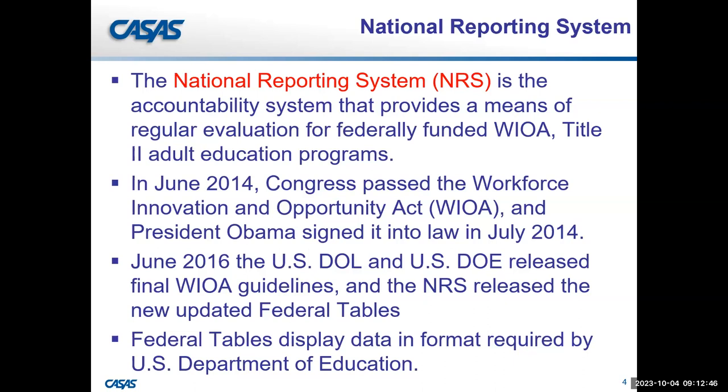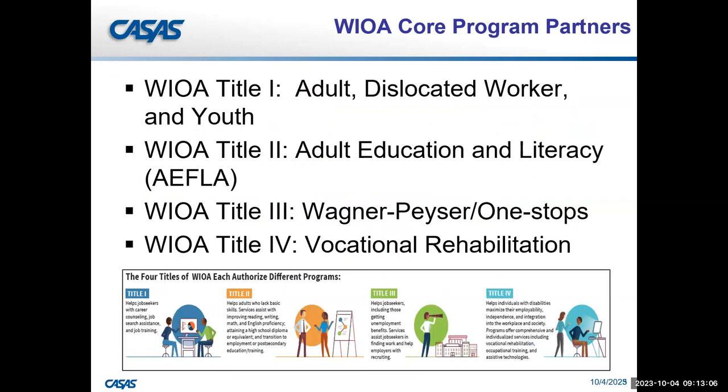One more thing about the federal side, about the data, we also have the federal tables. That's a big job of the NRS. Those are some reports that a lot of you have used. Those are the ones that the feds put out. There is a very specific format that California and all states must follow when reporting all the data to the federal government.